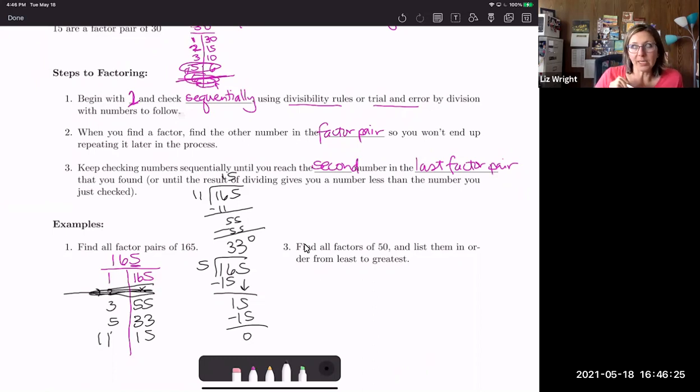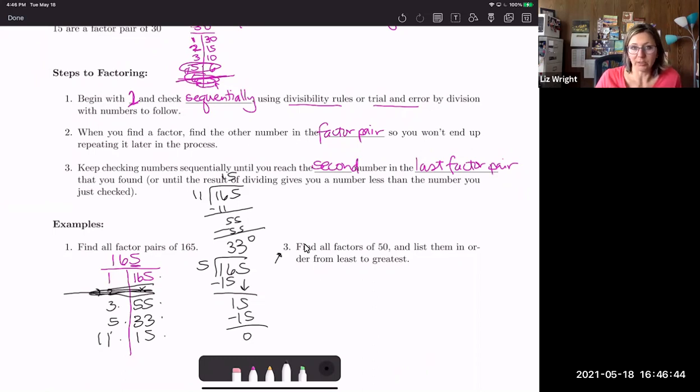On EdReady, be careful here. Sometimes they ask you to put them in sequential order. So they would want you to write 1, 3, 5, 11, 15, 33, 55, 165. If you don't put them in order, you get the problem wrong, and you don't want to miss that. So that's what you're going to do for 3.